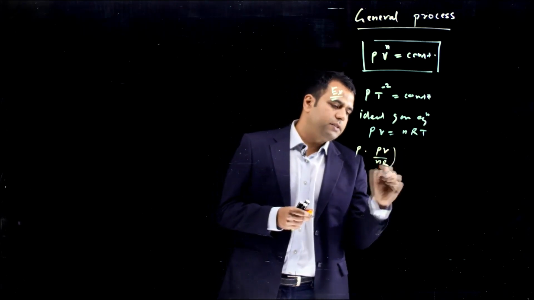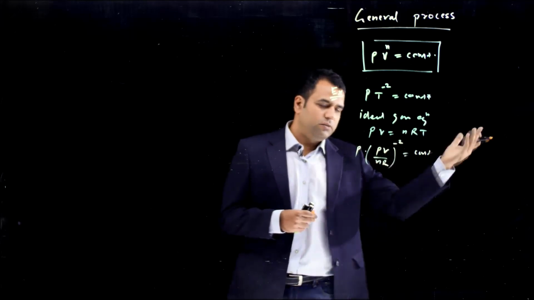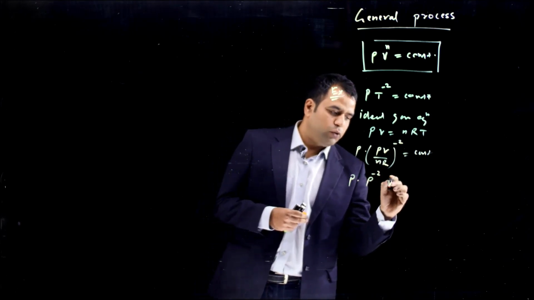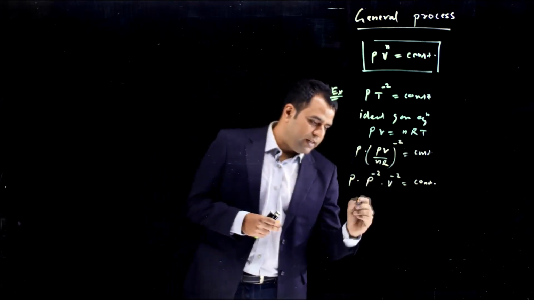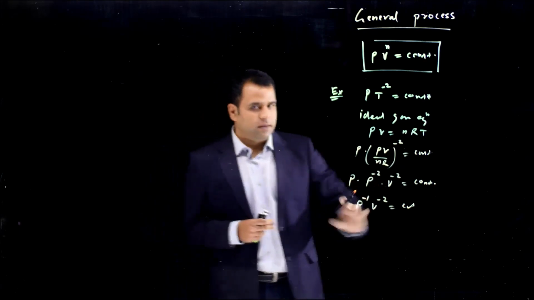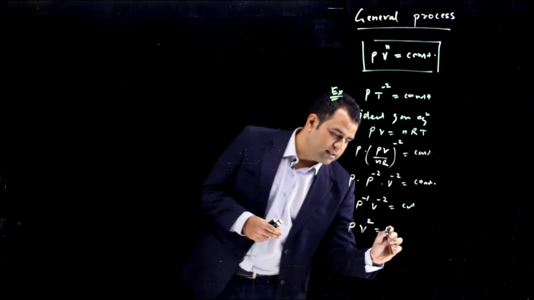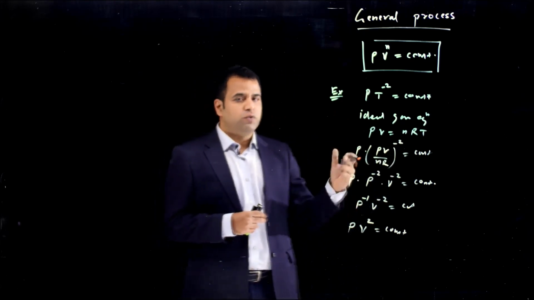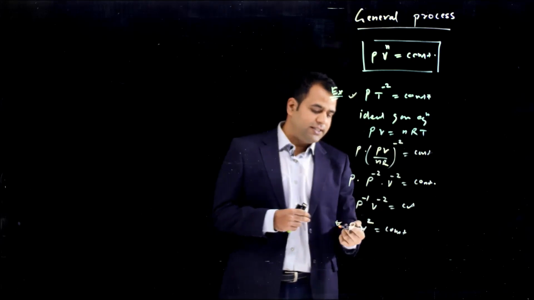P times V upon nR, to the power minus 2, is constant. This n and R, they are constant, so on the right hand side when we take it, it will be a constant. So we'll have P to the power minus 2, V to the power minus 2 is another constant. Simplify this, we'll have P to the power minus 1, V to the power minus 2 is constant. And let's take the left hand side onto the right hand side. If we do that, we'll have PV squared is constant, because we'll have 1 upon P to the power minus 1 which will become P, and 1 upon V to the power minus 2 which will become V squared. So this is my process. We have got this equation by converting it.